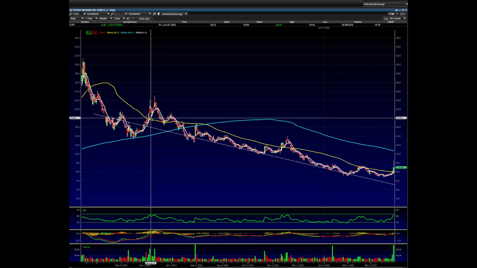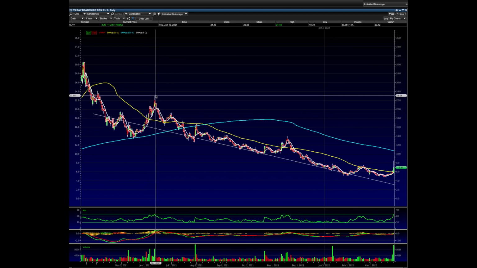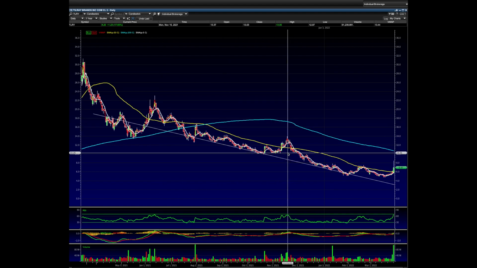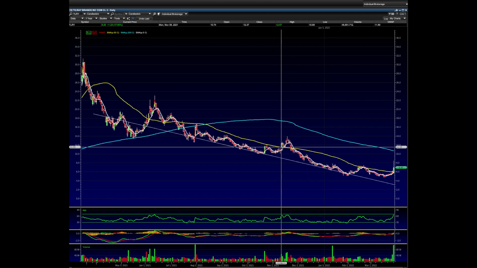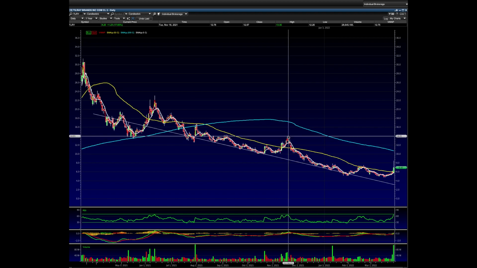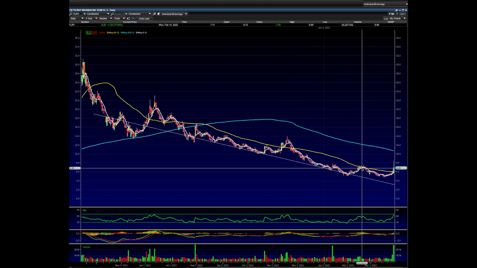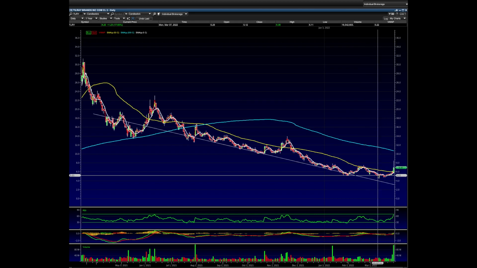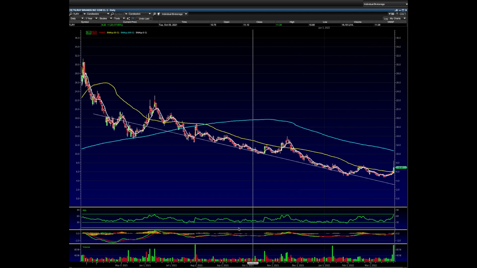Briefly in June 2021, it broke it around $18 and went all the way to $23. And then again in November 2021, where it broke it around $11.50 and ran to 14. It failed to break the 50 SMA last test, but here we are breaking it on heavy volume yesterday.